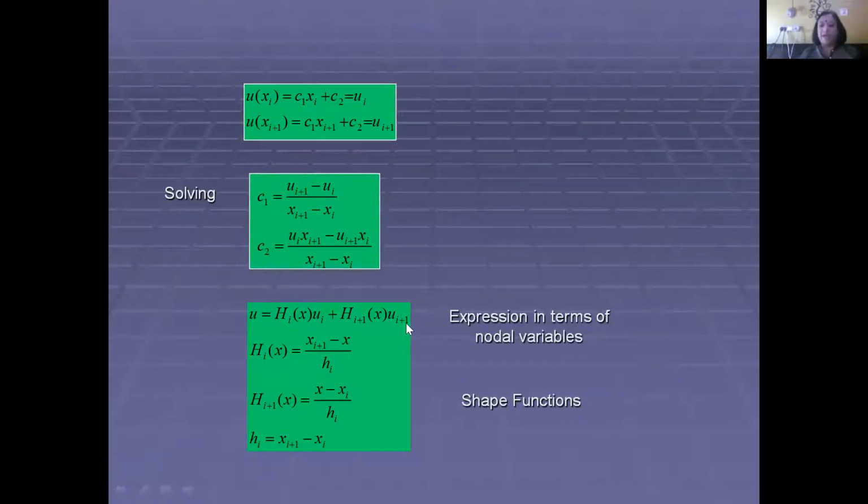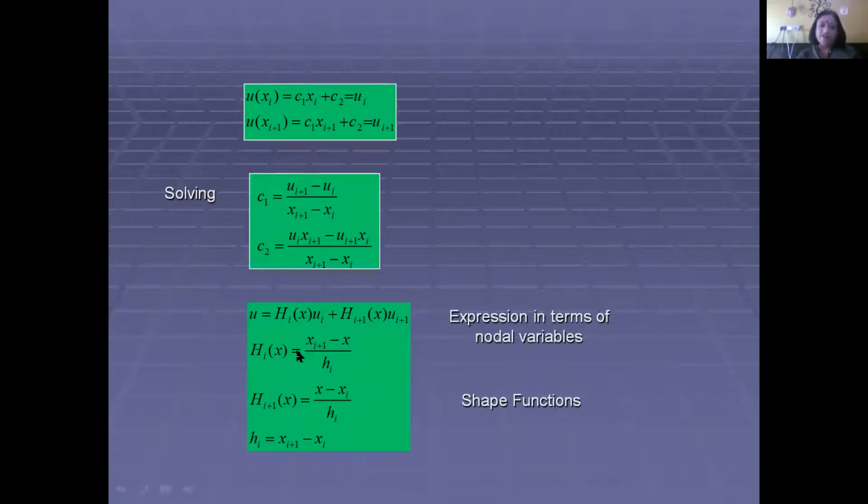So I am now able to express my solution function or trial function in terms of two functions H, which are dependent on only the coordinates of the nodes. So the nodal coordinates define these functions Hi and Hi+1. I call them shape functions. And these shape functions multiplied by the nodal variables give me the solution u over the element.